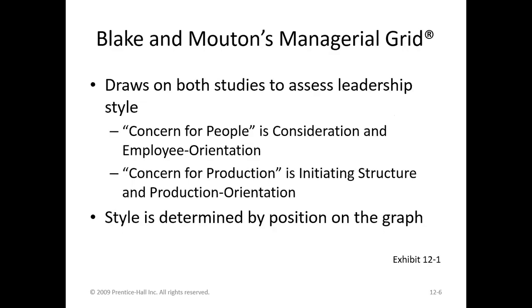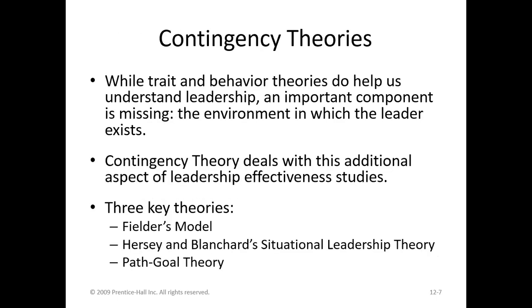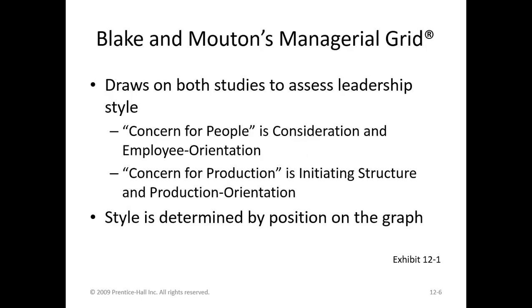The other thing is Blake and Mouton's managerial grid. Concern for people is consideration and employee orientation. Concern for production is initiating structure and production orientation. So these relate to concern for people and concern for production. Go through the websites and find out the meaning of concern for people and concern for production, so you can better understand it.